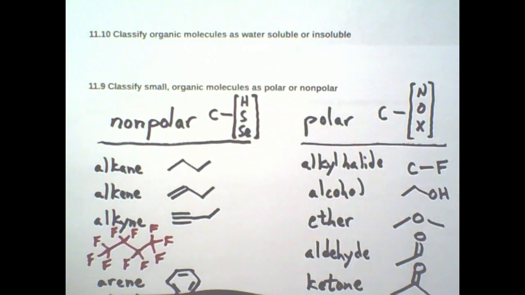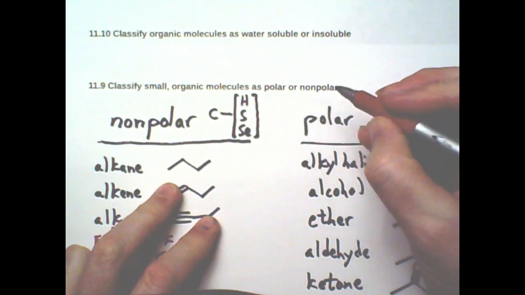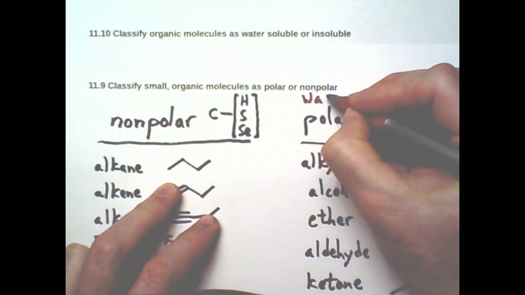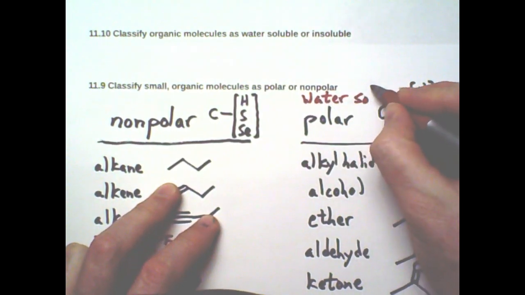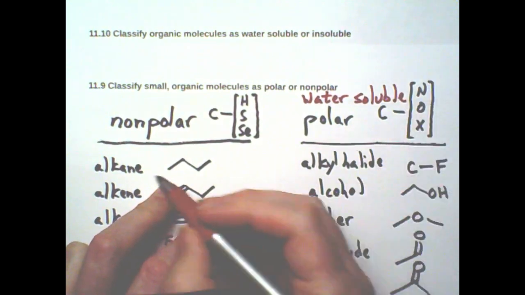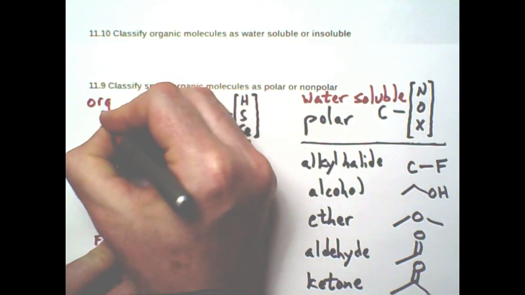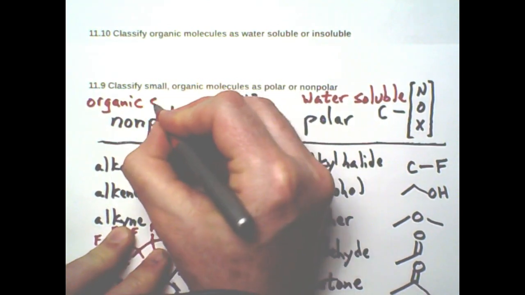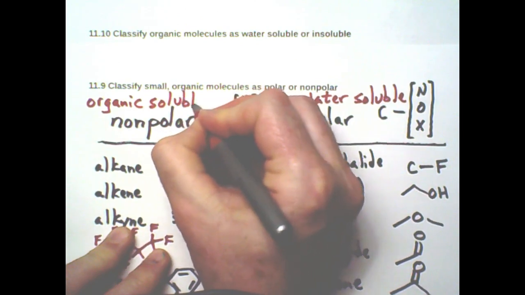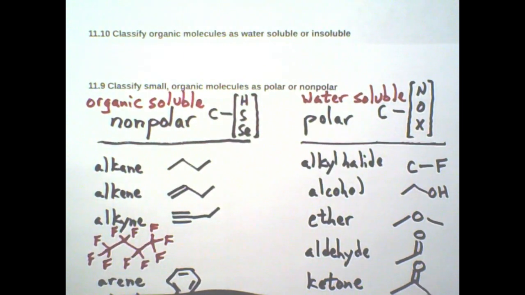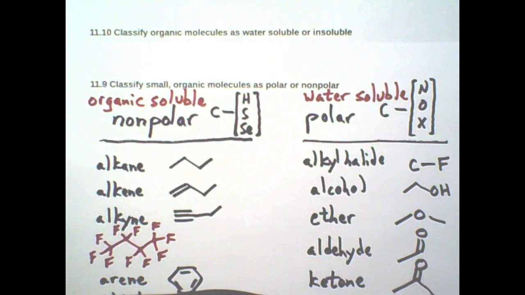We classified functional groups as polar or nonpolar. And here is the simple connection. Polar groups are water soluble, and nonpolar groups are organic soluble, and typically a molecule is either soluble in one or the other.